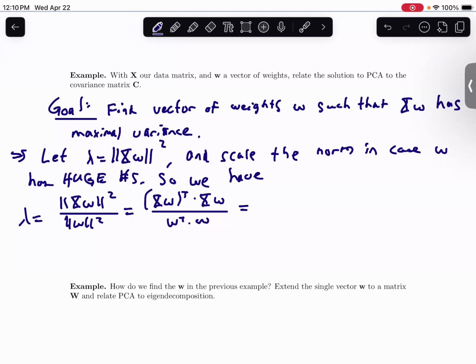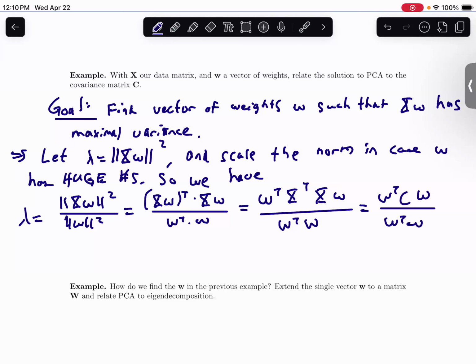And then we can use what we know about the transpose. So this is equal to W transpose X transpose times XW, and then we still have W transpose times W in the denominator. The point was I wanted to relate the solution to principal component analysis to the covariance matrix C. And that's exactly what we have here: X transpose times X is C, so this is W transpose times C times W, over W transpose times W.